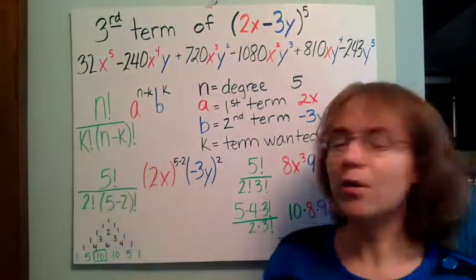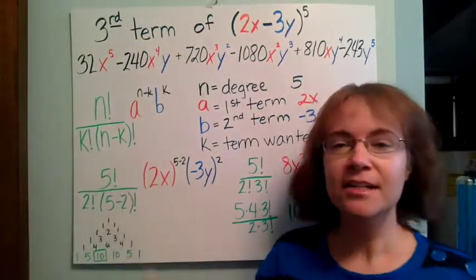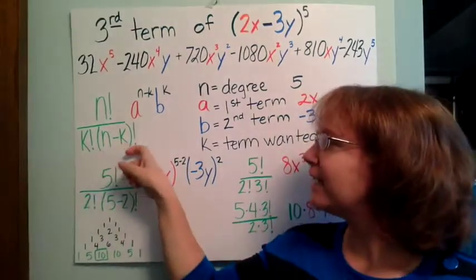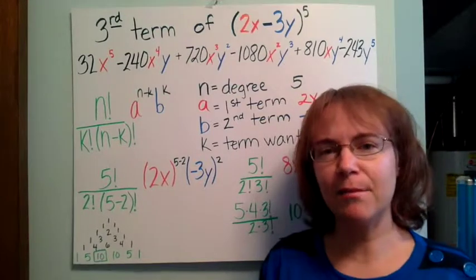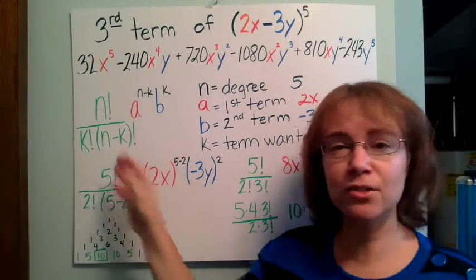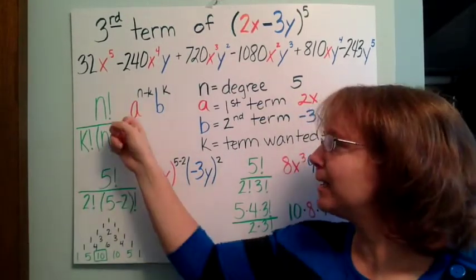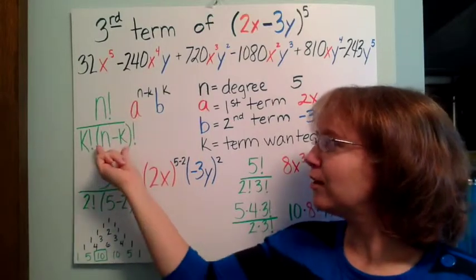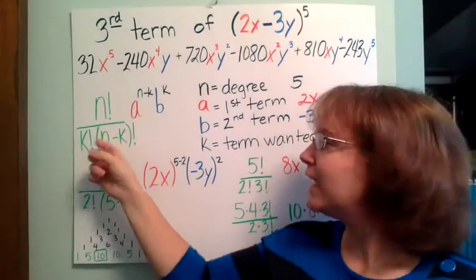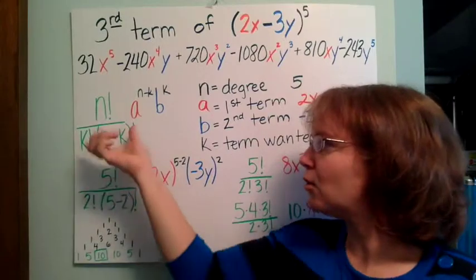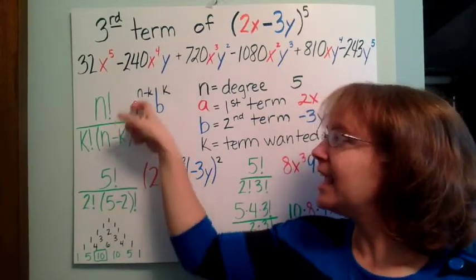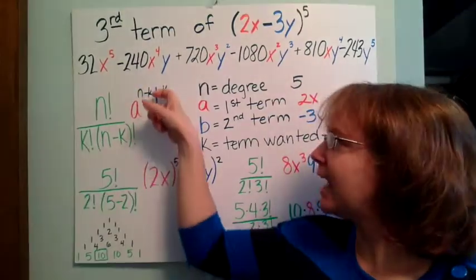It's n factorial over k factorial times the quantity n minus k factorial. And it's important that n minus k is in parentheses, so don't forget that when you're copying that down, because we want to take the factorial of this quantity, not of n minus k factorial. It's the whole thing factorial. Then a to the n minus k, b to the k.